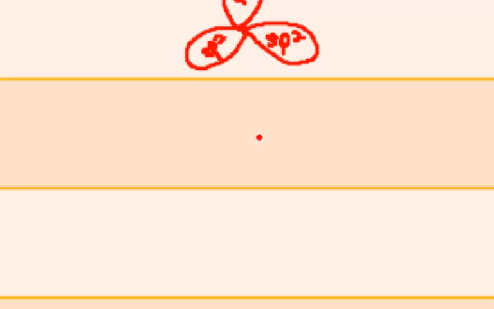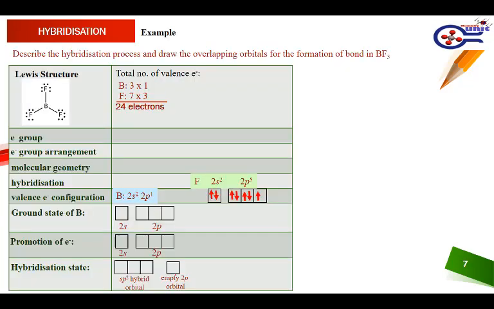4 electron groups involve mixing of 1 s orbital and 3 p orbitals. So, we will have a hybrid orbital named sp3. 5 electron group involves mixing of 1 s orbital, 3 p orbitals, and 1 d orbital. So, we will have a hybrid orbital named sp3d. 6 electron group involves mixing of 1 s orbital, 3 p orbitals, and 2 d orbitals. So, we will have a hybrid orbital named sp3d2.